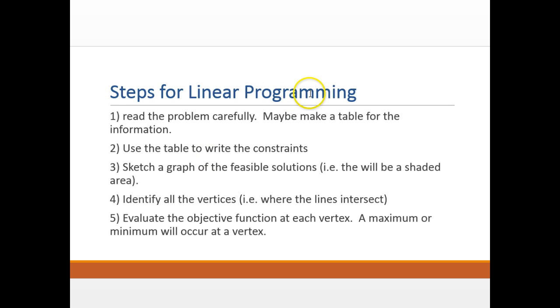This is how we're going to do the linear program. We're going to read the problem carefully and make a table for the information. We're going to use the table to write the constraints. We're going to sketch a graph of the feasible solutions. The shaded area will be the feasible solutions. We're going to identify all the vertices. The vertices are basically the places where the lines intersect. Then we're going to evaluate the objective function at each vertex. The vertices are where we're going to get our maximum or minimum from.